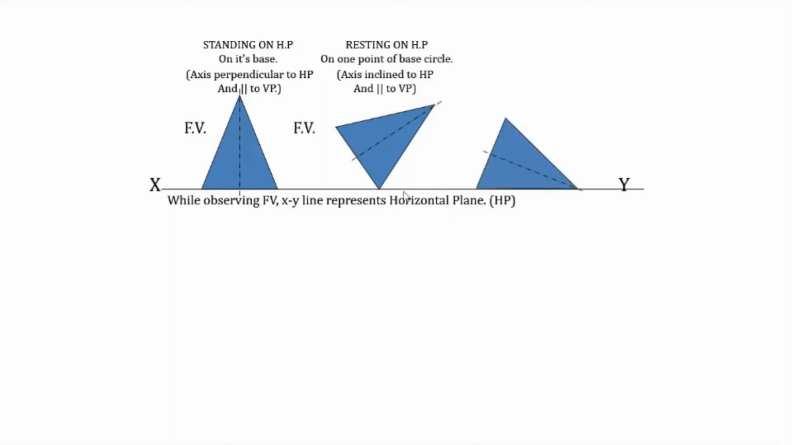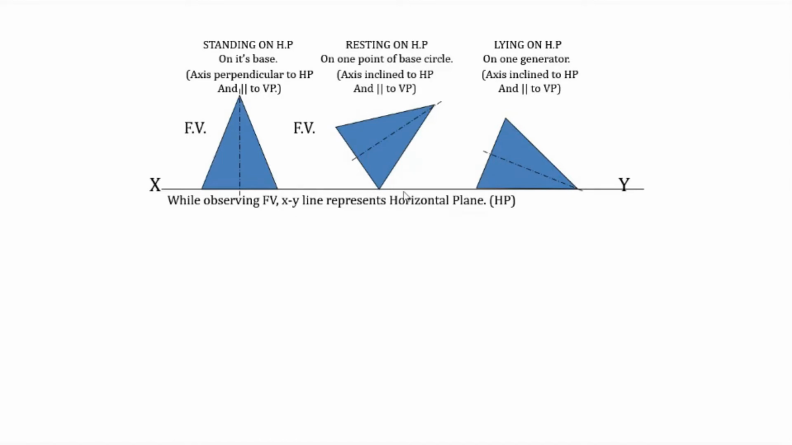Now another condition, a third condition, in which it is resting on one of its generators, that is, on its side faces. It is resting on HP on one of its generators. So it is lying on HP on one generator. In this case also, the axis is inclined to HP and parallel to VP.